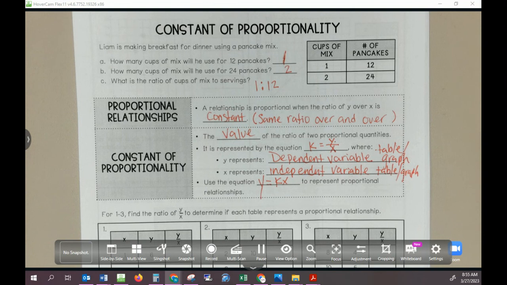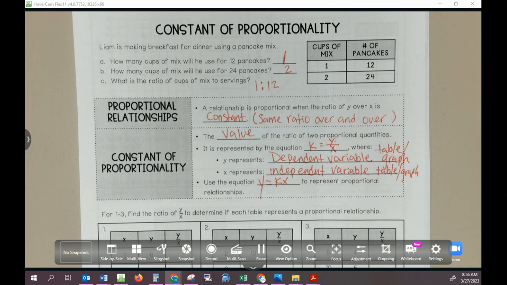We're working on constant of proportionality. So today we're talking about constant of proportionality, and what that is dealing with proportional and non-proportional graphs. So we're going to start out going into proportional relationships first, and then we'll discuss more about what happens when they're not proportional.